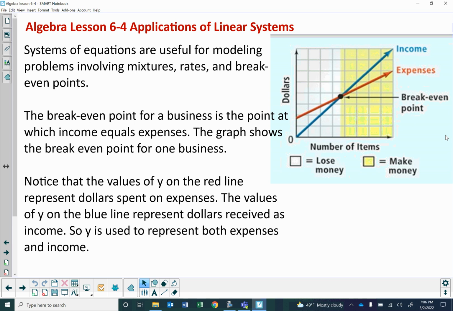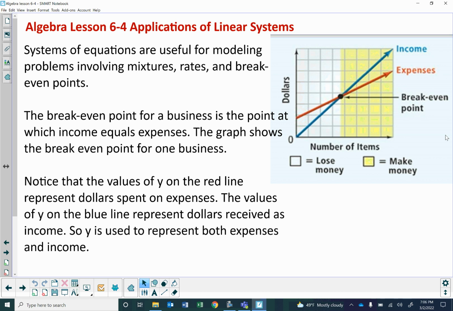One of the things that we're going to work with is what's called a break-even point. A break-even point for any type of thing like a business, or for maybe when you are trying to break even on a fundraiser of some sort. Break-even point is the point at which your income will equal your expenses.